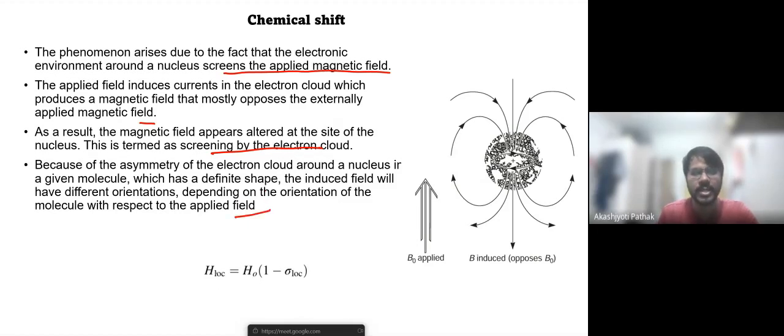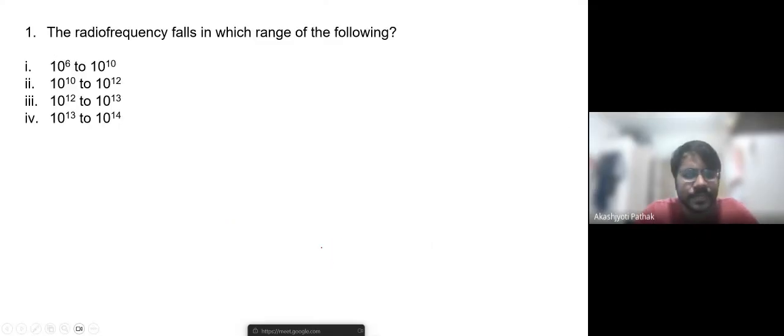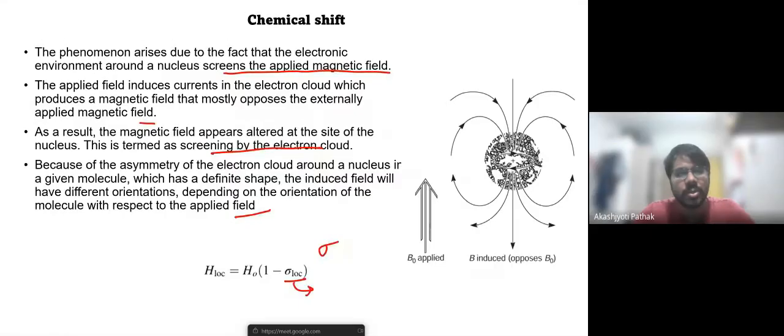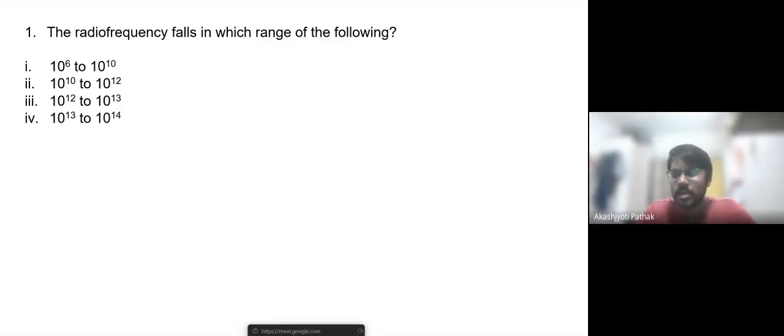So H local is basically the local magnetic field, and that will be equal to the externally applied magnetic field into 1 minus a screening constant sigma local. This we will see in the next class, how we can get this local screening constant. Now try to answer these questions. We covered most of these points. We will take up chemical shift in detail in the next class. So one by one, let's try to solve a few questions.